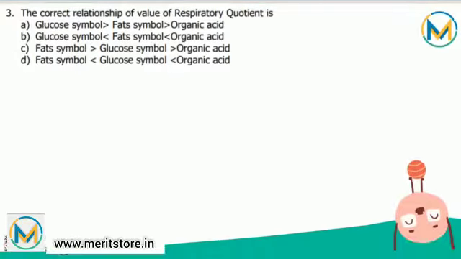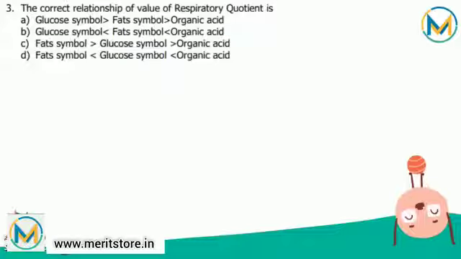Looking towards the next question: the correct relationship of value of respiratory quotient is. In the case of the respiratory quotient, the more the amount of carbon dioxide eliminated and the lesser the amount of oxygen consumed, the more will be its value. In the case of fats, it is generally the opposite and thus they have a very low RQ value, whereas hexose sugar like glucose has RQ equal to 1 because the volume of carbon dioxide and the volume of oxygen stay the same. Organic acids have RQ values more than 1 because of the elimination of more carbon dioxide molecules than the consumption of oxygen molecules. So the correct answer is option D: fats, then glucose, and then the organic acids.